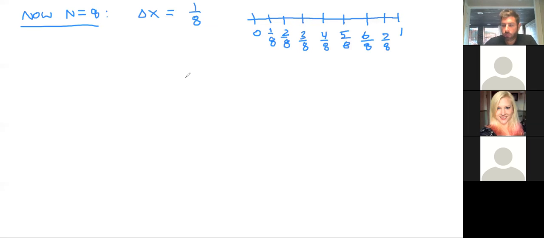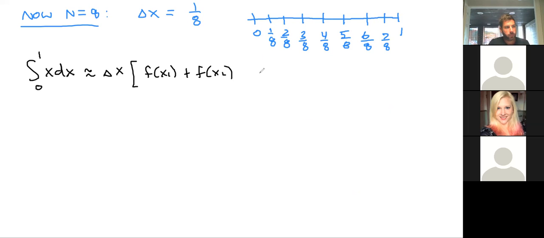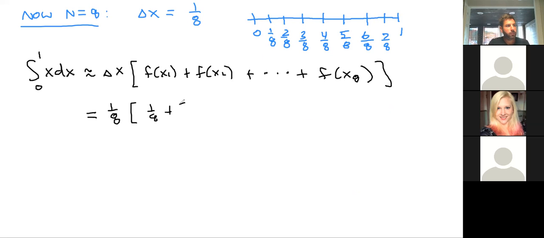And so now, being that we've got the hang of it from the first time, with n equals 8, we know that this integral is approximately delta x times f evaluated at x sub 1 plus f evaluated at x sub 2. Now, I'm not going to write them all. This is 1/8. And then what's the first one? Well, this is 1/8 plus 2/8 plus 3/8, and then it goes all the way up to 8/8.